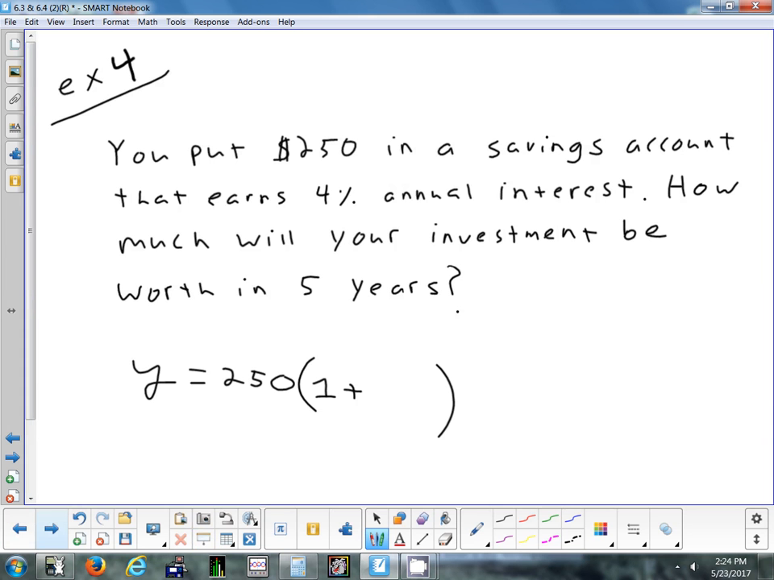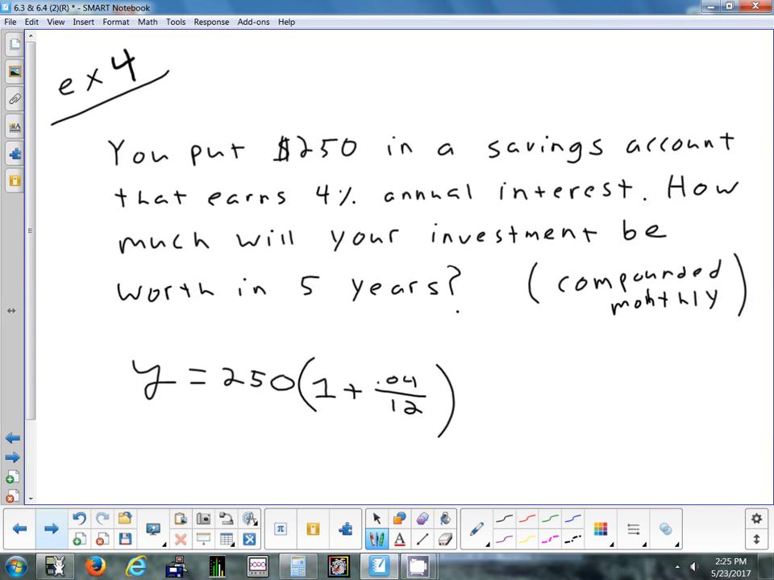Careful, 0.4 would be 40%. 0.04. What goes on the bottom of 0.04? What letter? Number of times interest is compounded. They didn't write it. Let's assume it's compounded monthly. So if the interest is compounded every month, how many times is it compounded a year? 12? Okay, Emily, what comes next?